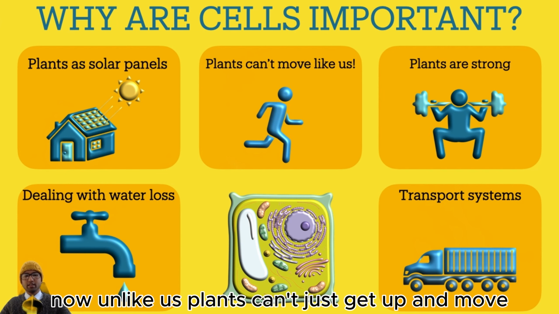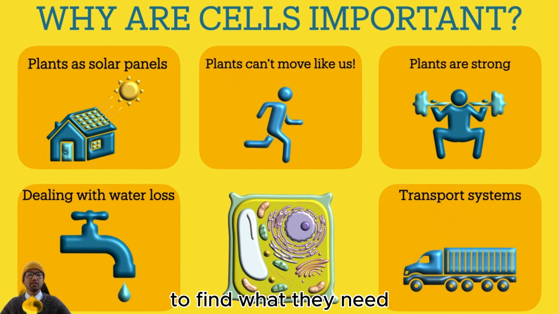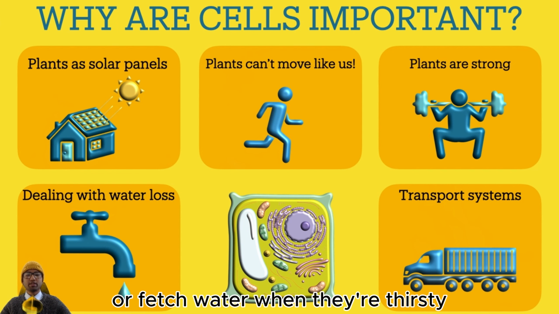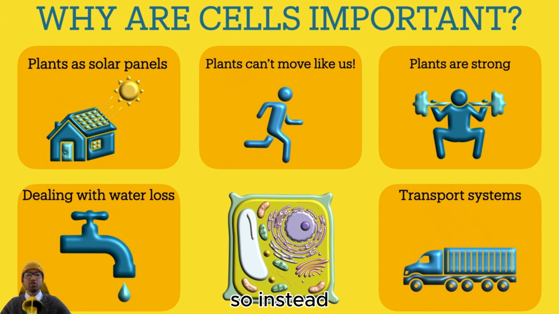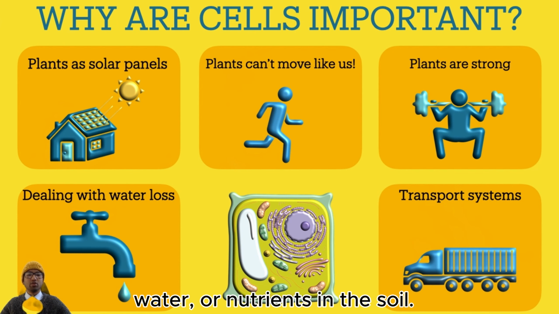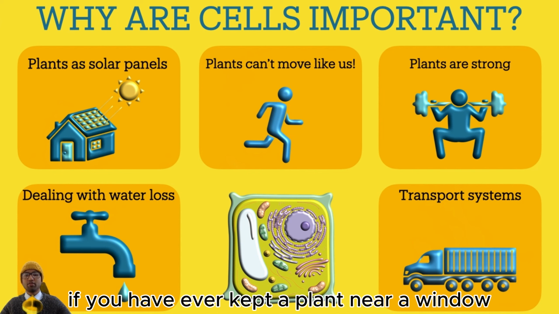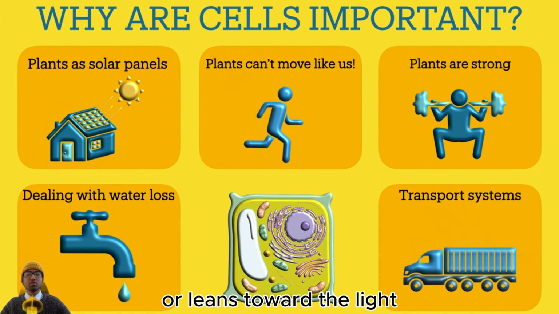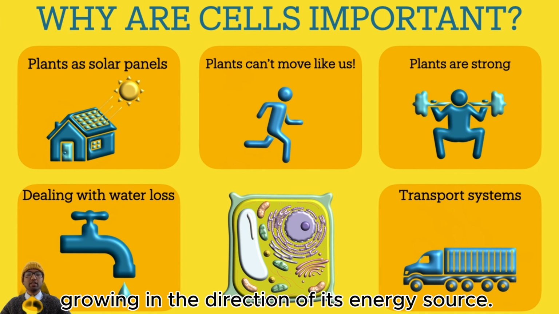Then, another interesting fact, plants can't move like us. Now, unlike us, plants can't just get up and move to find what they need. They can't walk over to a sunny spot or fetch water when they are thirsty. So, instead, plants grow towards the things they need, like sunlight, water, or nutrients in the soil. For instance, if you have ever kept a plant near a window, you might have noticed that it bends or leans toward the light. That's the plant actively growing in the direction of its energy source.